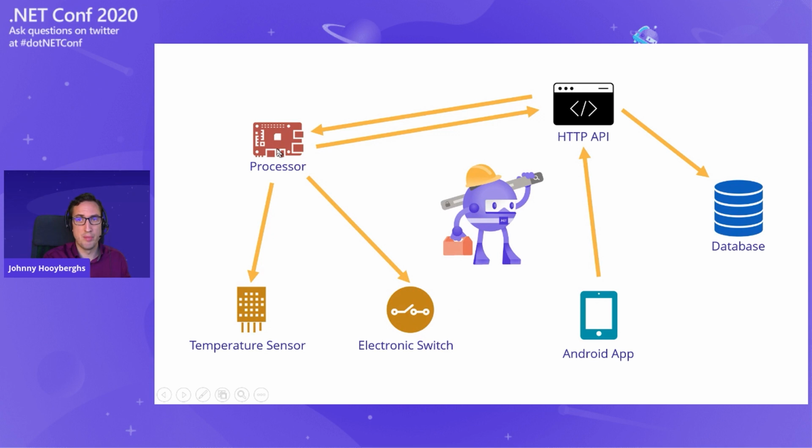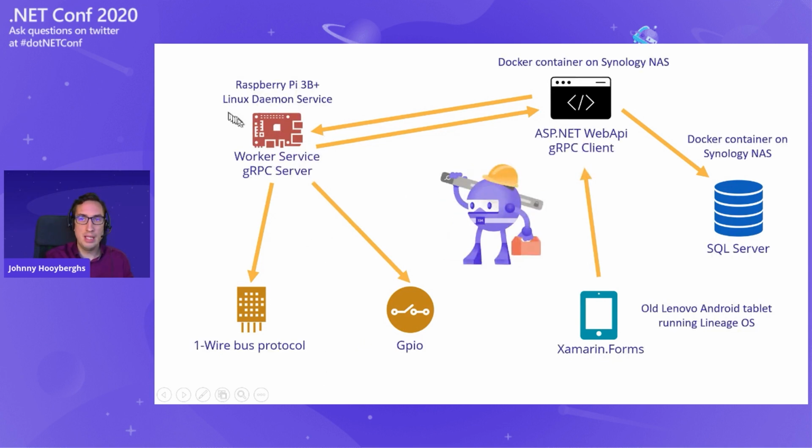And then on the left-hand side is the processor, which runs on the Raspberry Pi, and this can connect to the temperature sensor and the electronic switch. There is two-way communication. Why? Because basically the worker service also runs a gRPC server. So gRPC is a different kind of technology from Microsoft, and the only reason I added it to this project is because I wanted to play around with this. So gRPC is quite new for me. It was already available in .NET Core 3.0, and that's when I actually started to implement it right here.